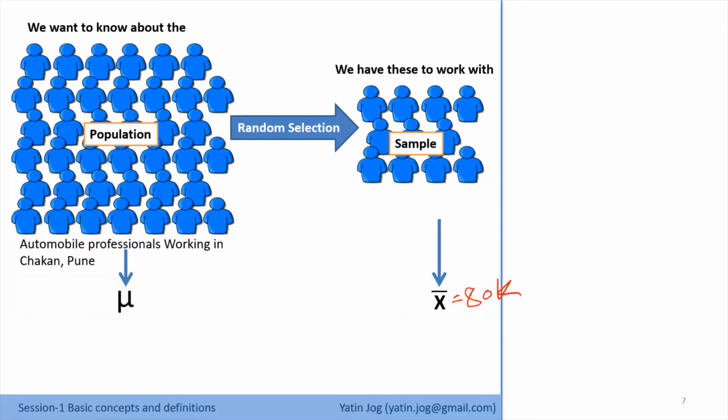Now, considering this, I'm going to make one statement. You have to tell me whether that statement is correct or not. If it is correct, why? If it is not correct, why? The average salary of automobile professionals working in Chakan, Pune is 80,000. Is my statement correct or not? And why?